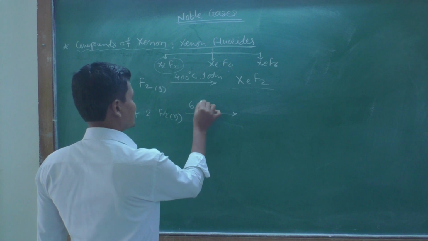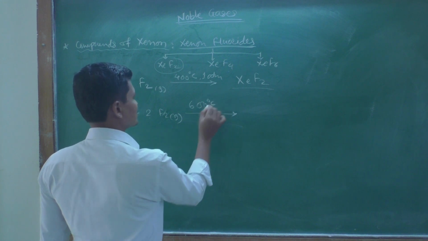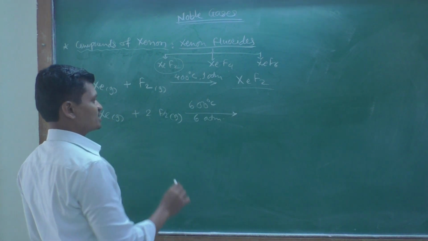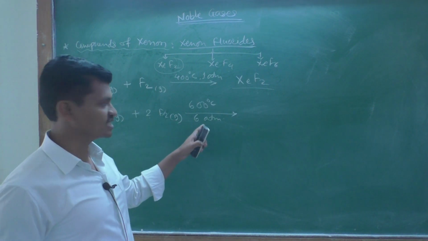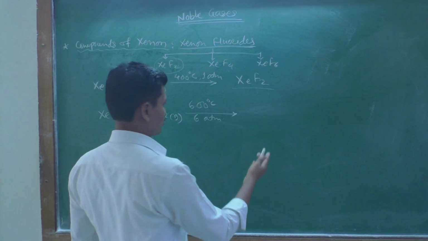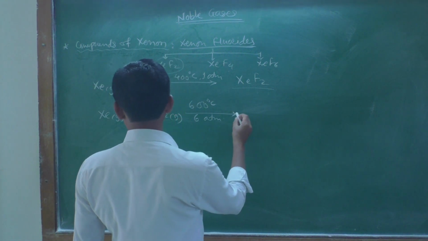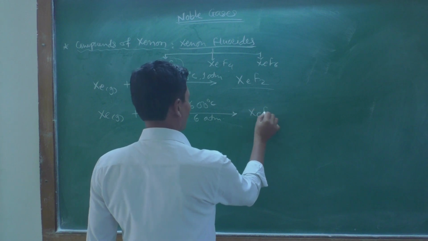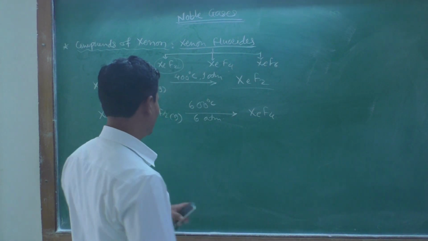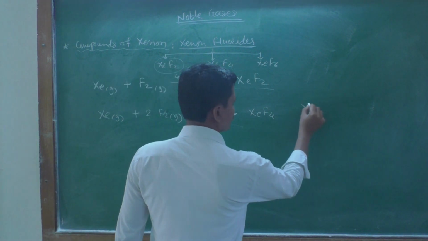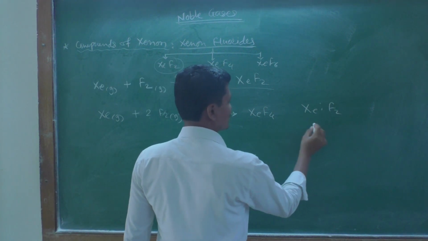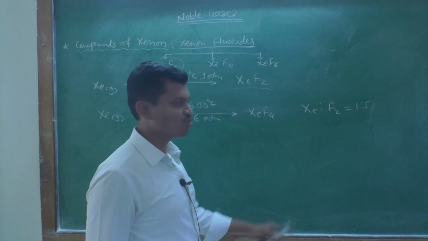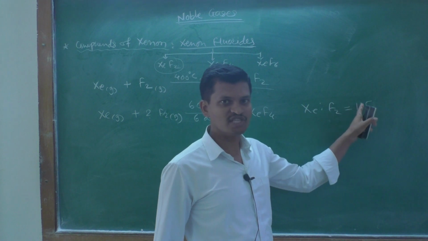at 600 degrees Celsius and 6 atmospheric pressure, the total pressure of both gases should be 6 atmospheres or more. The resulting species is XeF4, in which the ratio of xenon to fluorine is 1:5. The ratio of xenon to fluorine is 1:5.